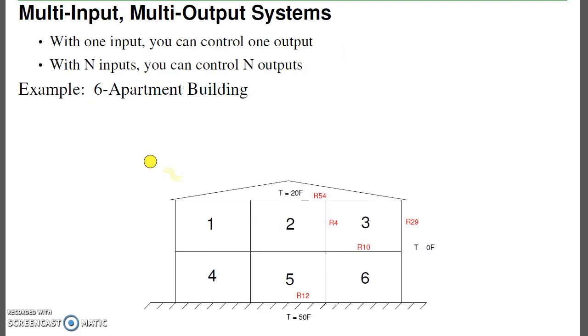Now the problem I want to look at is going back to the apartment complex we looked at 2 lectures ago. Suppose I had a 6-apartment building and I want to control the temperature in the different apartments. With one input, I can control one output. If I have n inputs, I can control n outputs. I'd like to do that, control the temperature and n outputs using servo-compensators.